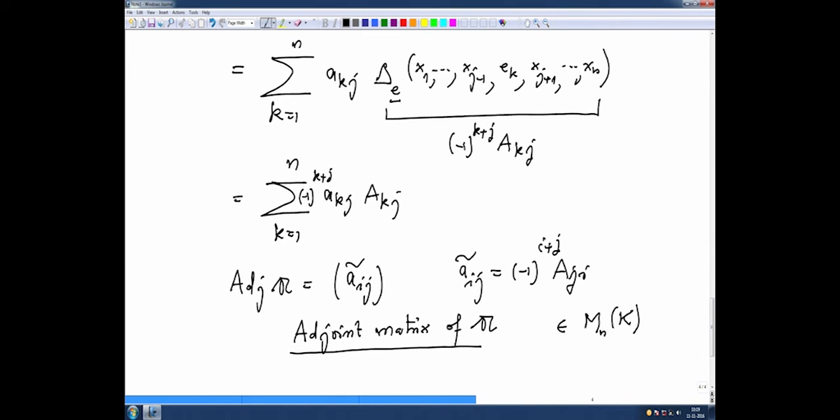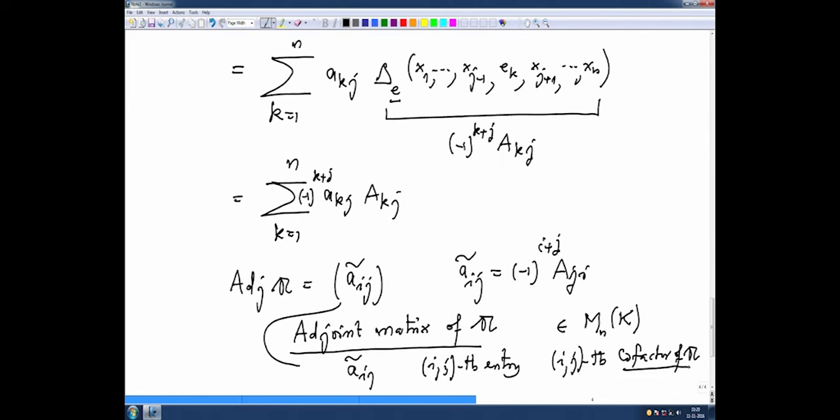And this ijth entry here, this tilde A ij, the ijth entry of this, is called the ijth cofactor of A. These are the standard terms one usually uses. I will again not go to a numerical example.